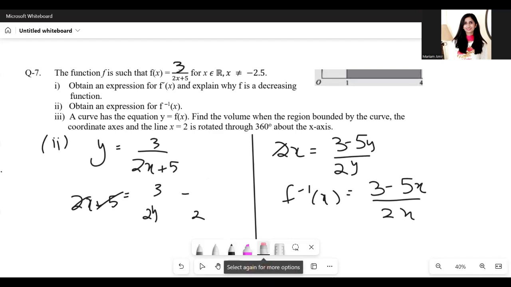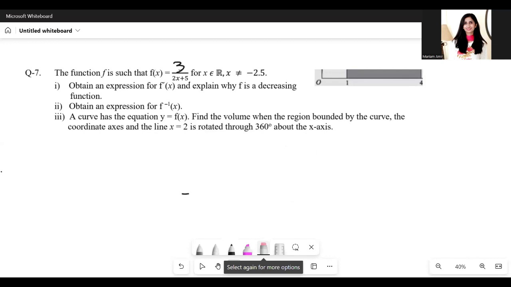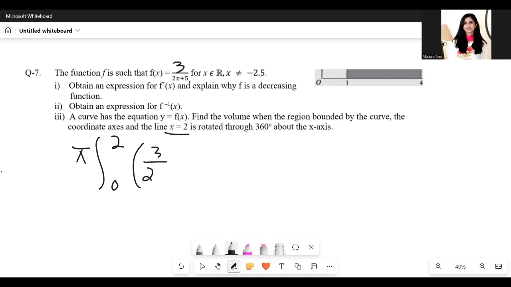Next part is integration. A curve has equation y equals f(x). Find the volume when the region bounded by the curve, the x-axis, and the line x equals 2 is rotated through 360 degrees about the x-axis. So we write pi outside. We integrate within the given limits. It starts from the x-axis, goes till x equals 2, so 0 to 2. And then we square the function. The function is 3 upon 2x plus 5, squared. This is the formula for volume of revolution about the x-axis.